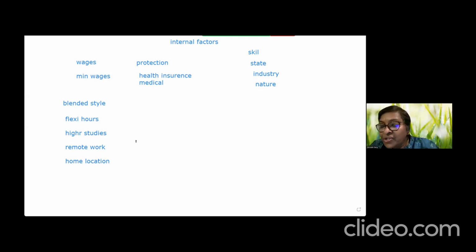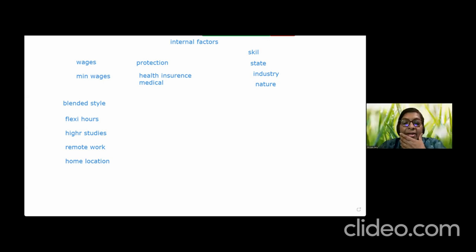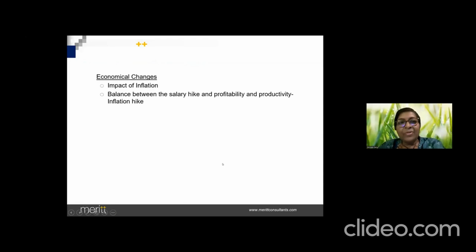So can your compensation components be in such a way that there's a good mix to attract your workforce? That is what we were looking at when we said, how have demographics changed the compensation system? In fact, we'll be talking a lot more about it when we talk about total rewards. So I'm just parking that.